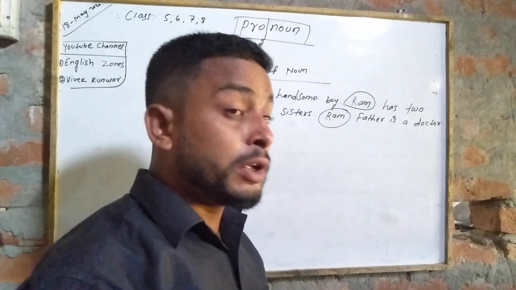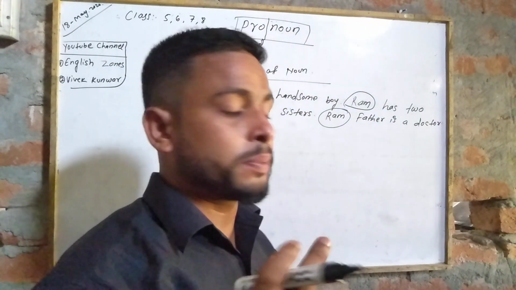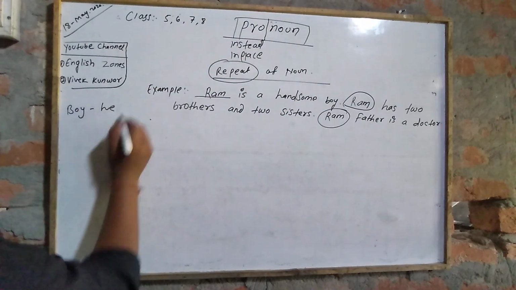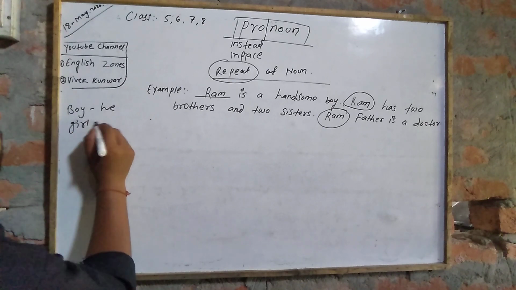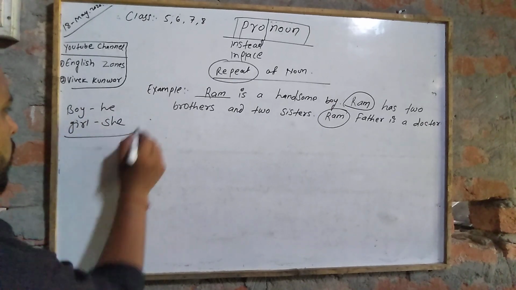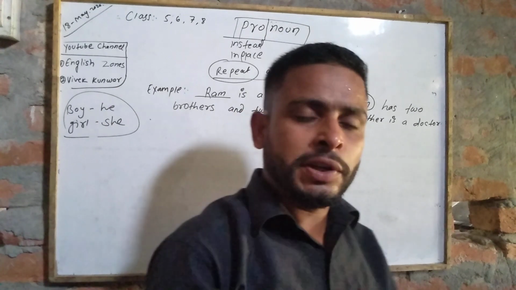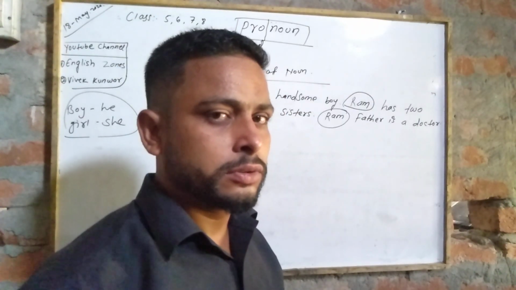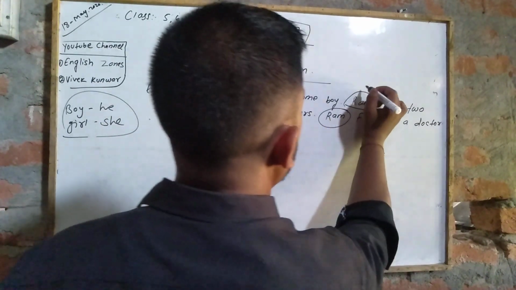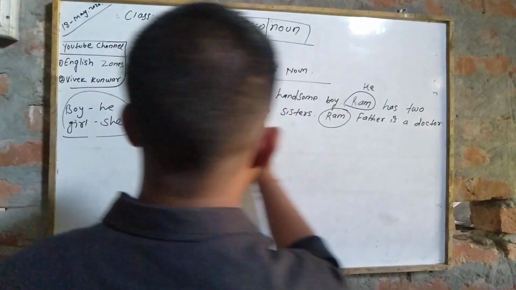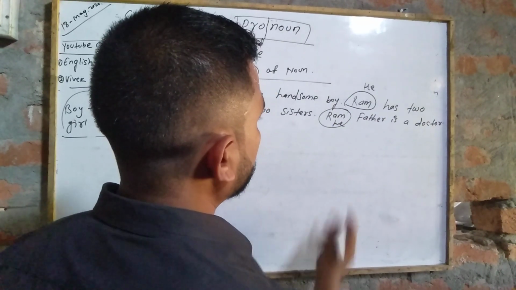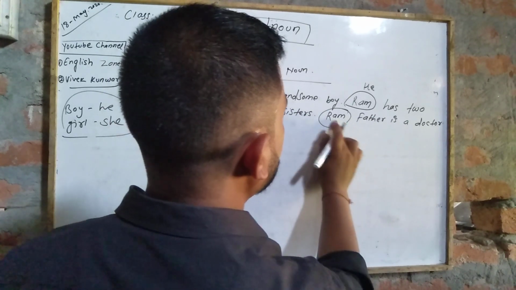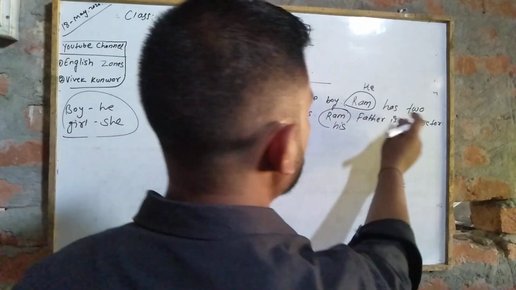Before using pronouns, you must have the concept that if there is any boy, you must use he, and for a girl, she. But only know this much for now; I will explain every example of pronoun in personal pronoun. So if you use it here: Ram is a handsome boy. He has two brothers and sisters. His father is a doctor.